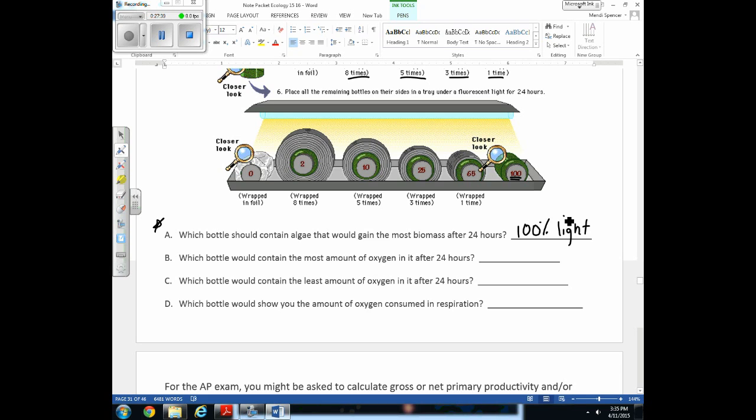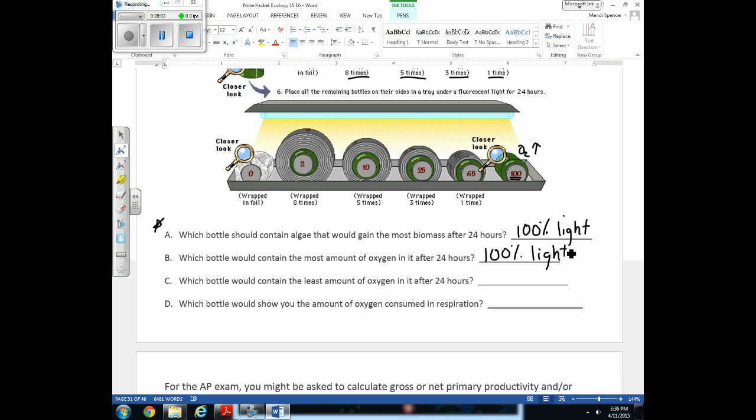Which bottle will contain the most amount of oxygen in it after 24 hours? Photosynthesis is making organic molecules, and it's also making oxygen. So if photosynthesis is occurring, then O2 levels should be going up as well. And so we should again see more oxygen in that bottle that's getting 100% of the light.